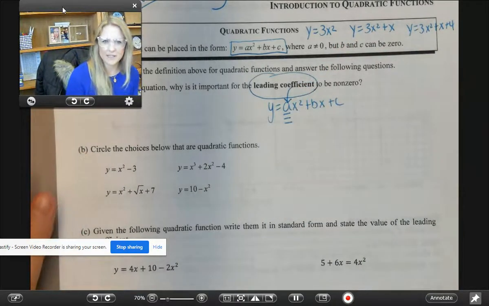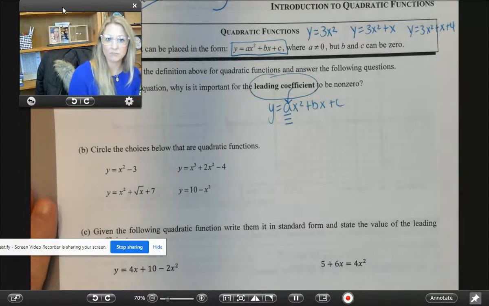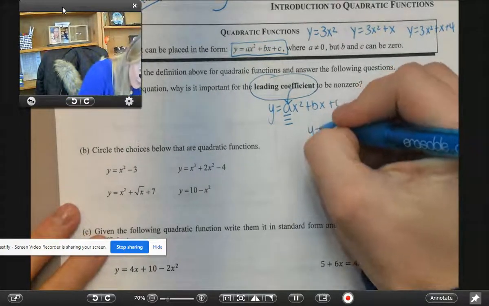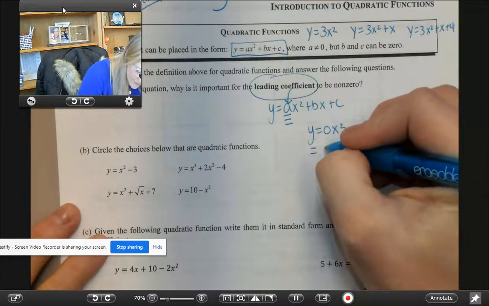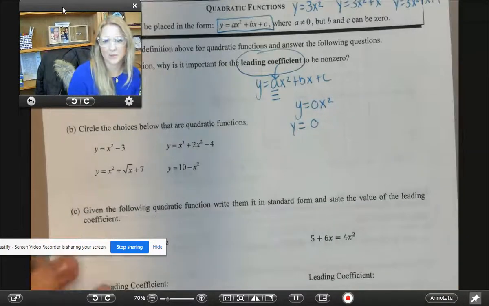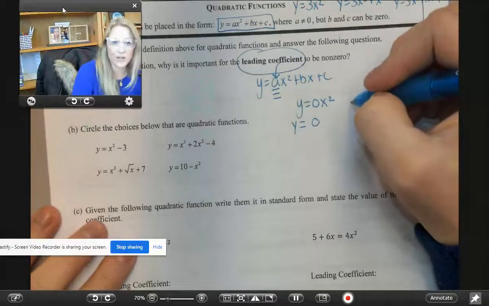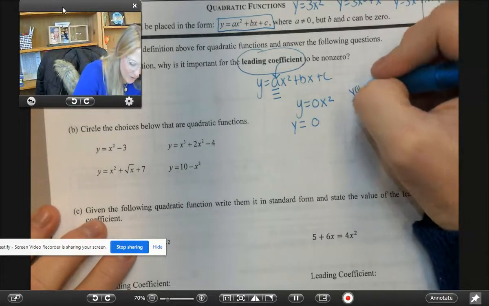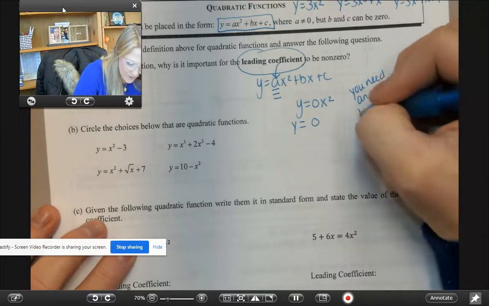And why can't it be 0? It can't be 0 because what's anything times 0? It'd be 0, right? So if you made that a 0, that would mean there is no x squared anymore. And when there's no x squared, it wouldn't be a quadratic anymore. So you need an x squared in the equation.